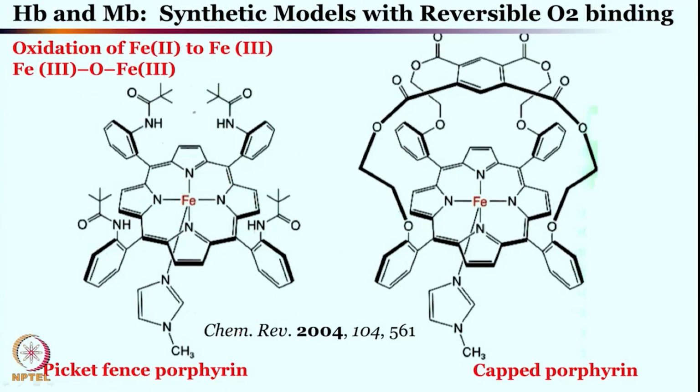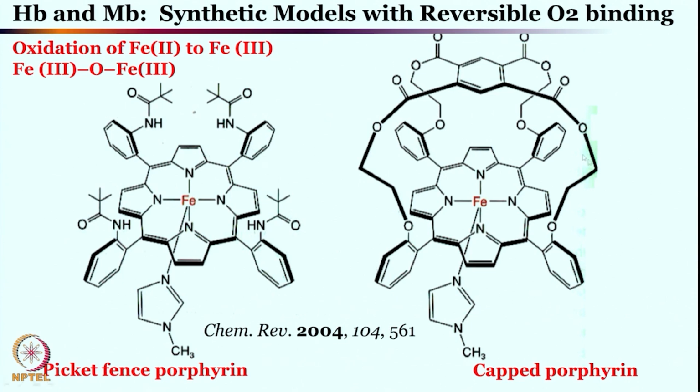Now to prevent that second iron center from coming close to the first iron center where a superoxide species is forming, it has been successfully designed to have this picket fence porphyrin, which is essentially helping you in getting the mononuclear iron superoxide species, where these oxygen bindings are reversible in nature. In this case you see that an axial ligand is also there in the form of imidazole, which is similar to what we see in histidine, right. So, this picket fence porphyrin can mimic the reversible oxygen binding of hemoglobin.